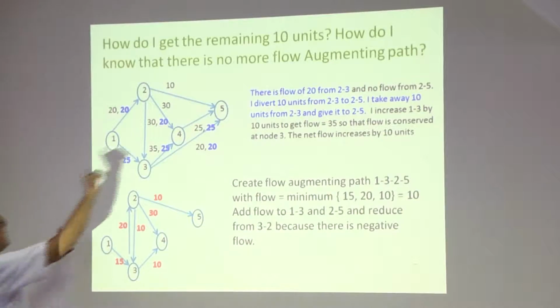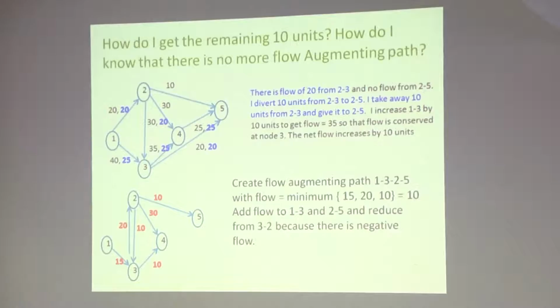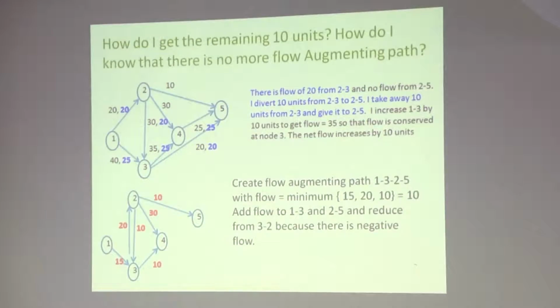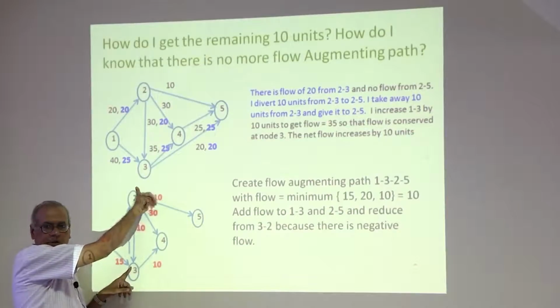Strictly speaking, I should have added a 20 here, and I should have added a 25 here. You don't want any flow to come back to the source, and you don't want any flow to leave the sink. Therefore, those arcs that are attached to the source and sink will not have opposite flows. Only the arcs that connect the intermediate nodes can have opposite flow. So ideally, I should have put this 25 here, and I should have put the 20 here.